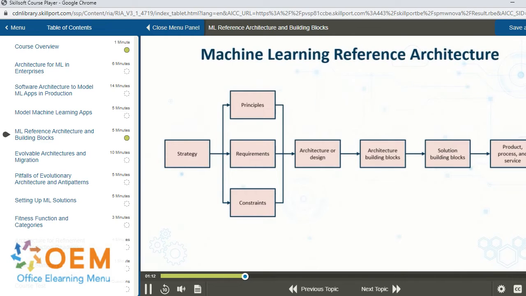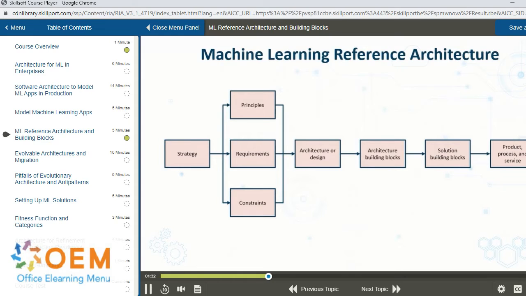Any reference architecture will contain certain important architectural blocks. It starts with identifying the strategy. A strategy needs to be driven by using the right principles, deriving the right requirements, and understanding the constraints which are applied. Now we have the strategy along with the requirements and constraints ready.